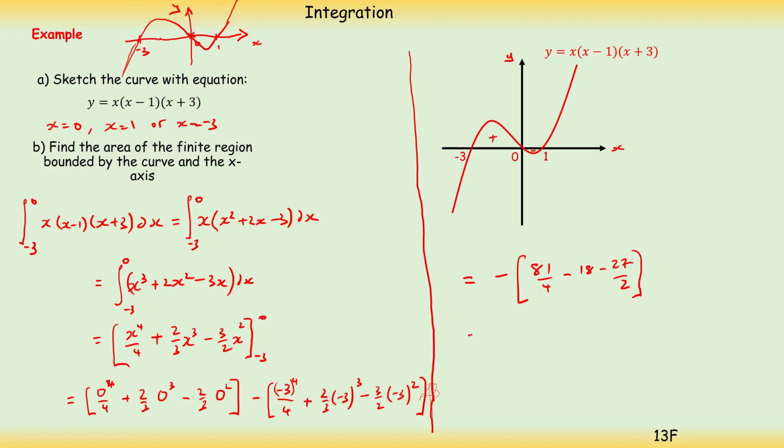I am aware that you could chuck that in the calculator, and indeed you should in this exam. That gives me 81 over 4 minus, times 4, 72 over 4, and we double that, minus 52 over 4, and when we work that out, is minus 45 over 4. So that's the area between minus 3 and 0.